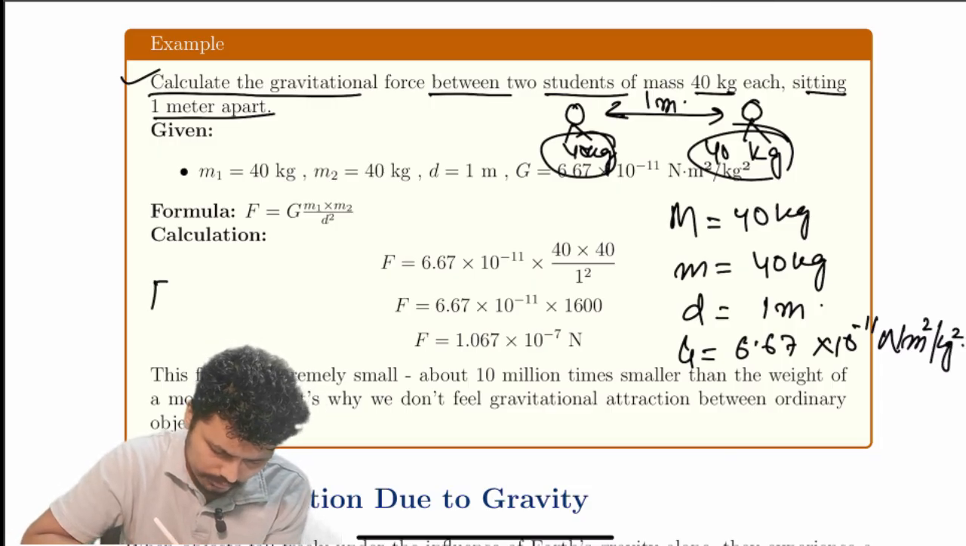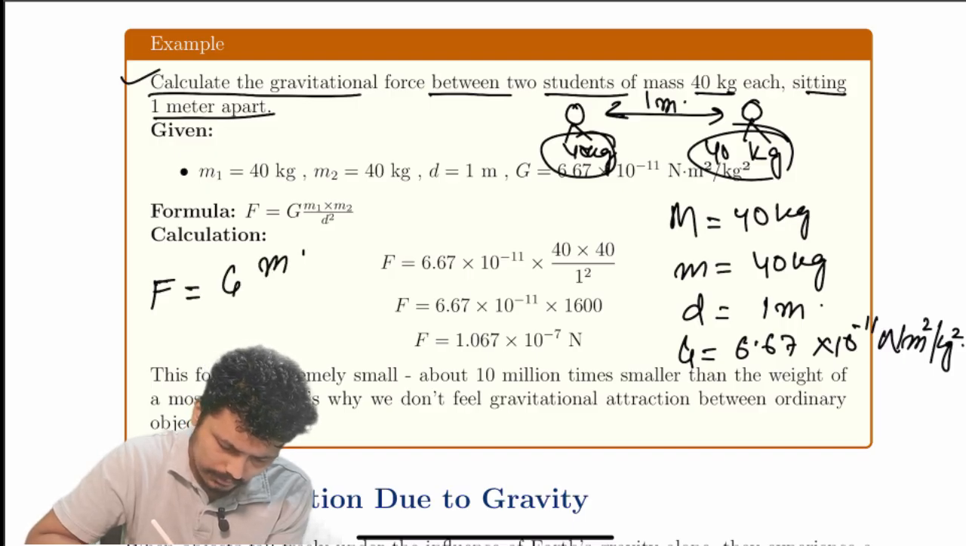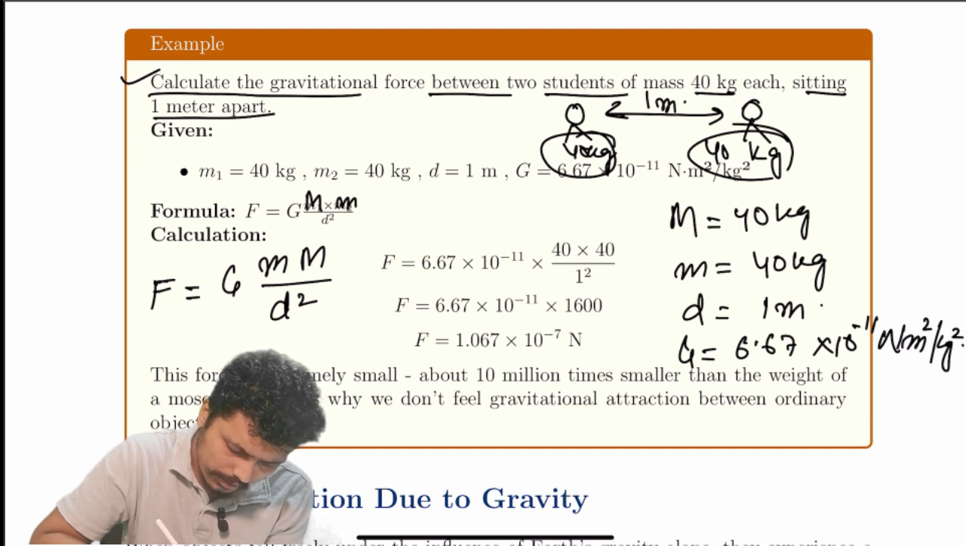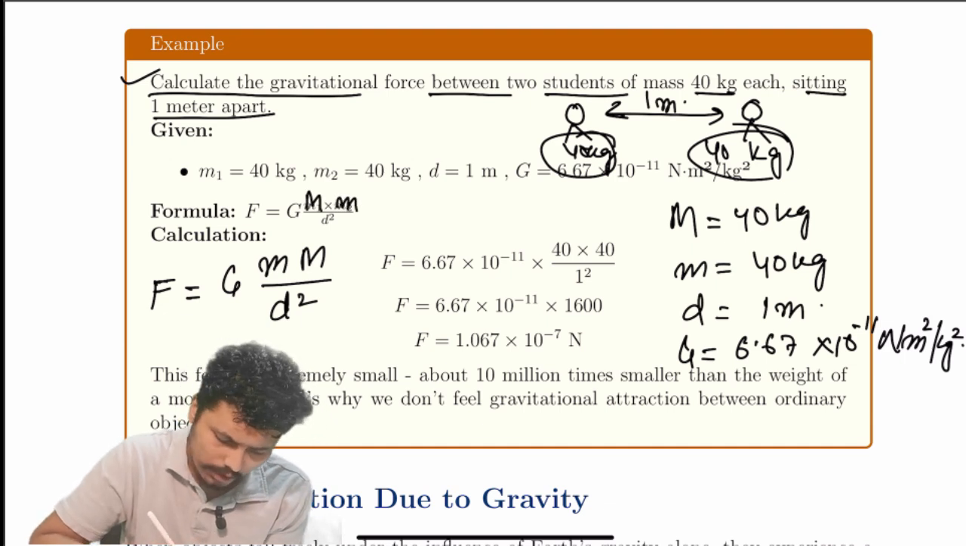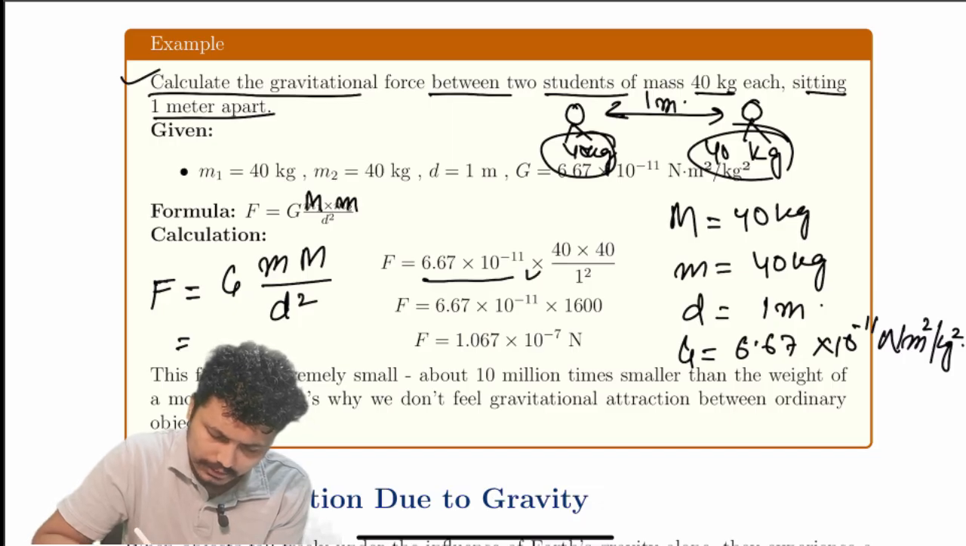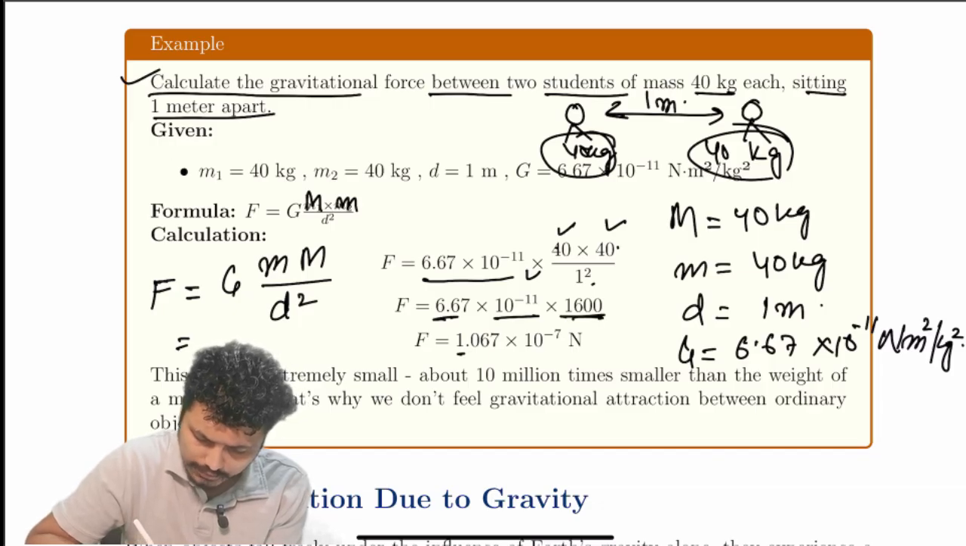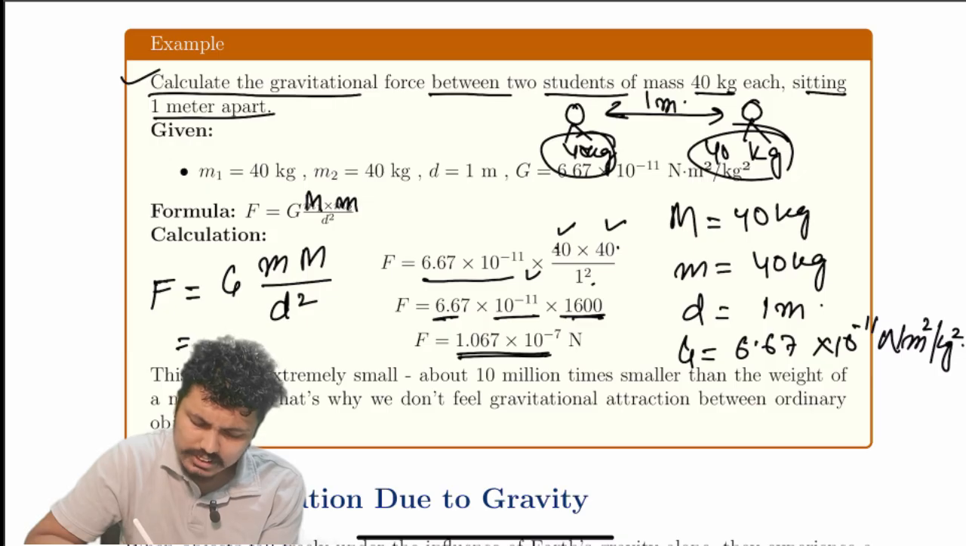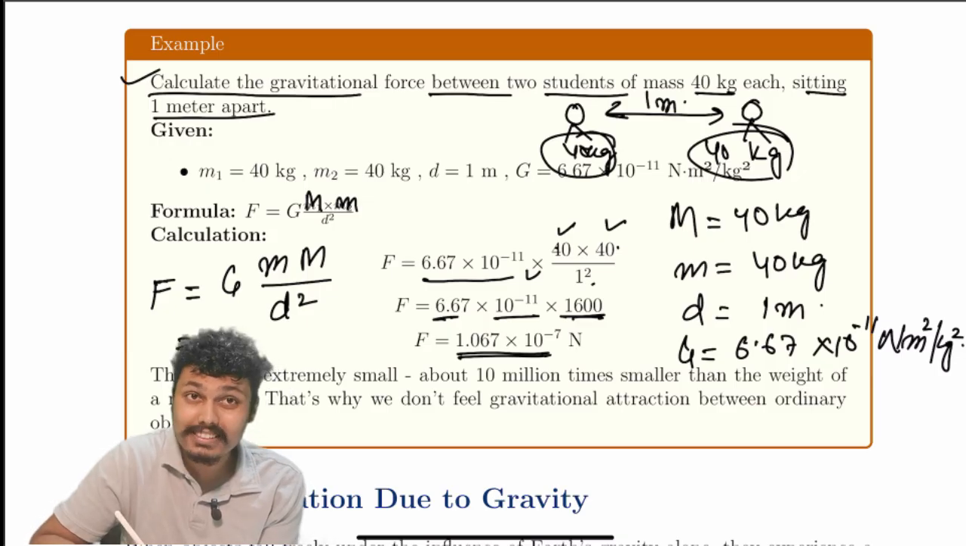Now, calculate the force. What will be the force? F equals G capital M small m divided by d square. G is 6.67 into 10 to the power minus 11, M and m are 40 and 40, d square is 1 square. 40 into 40 is 1600. If I calculate, I get 1.067 into 10 to the power minus 7, which is very small.